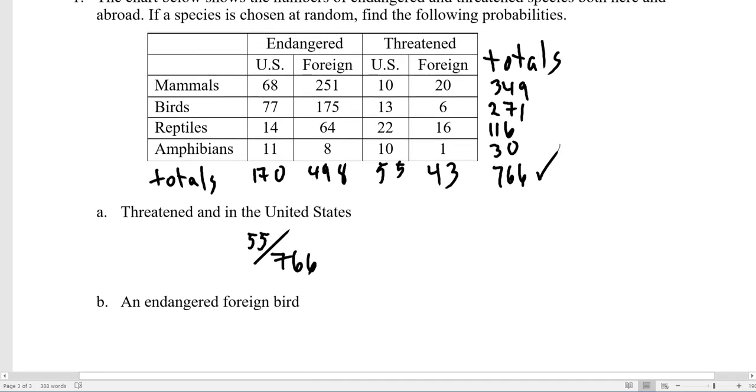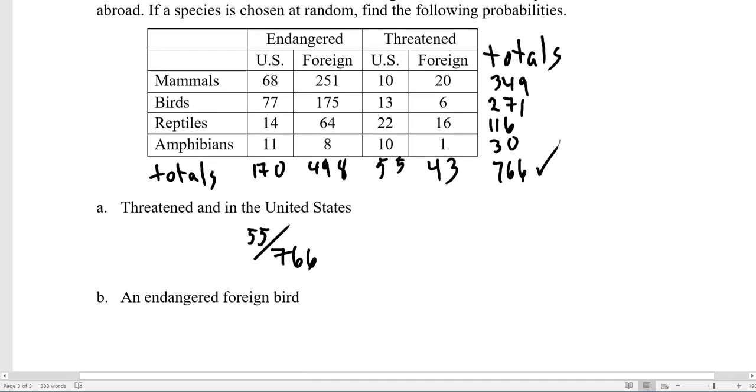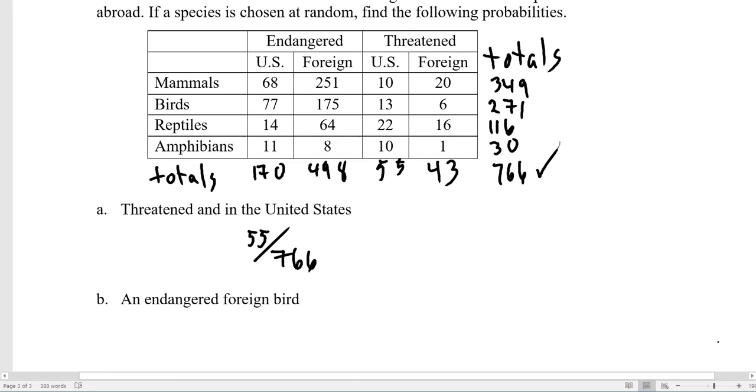What's the probability that we have an endangered foreign bird? That's endangered, looking at the left, and foreign, and bird. That's only the 175 out of the total 766. Get your decimal, write that out.